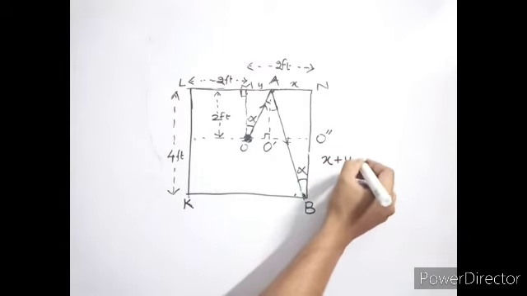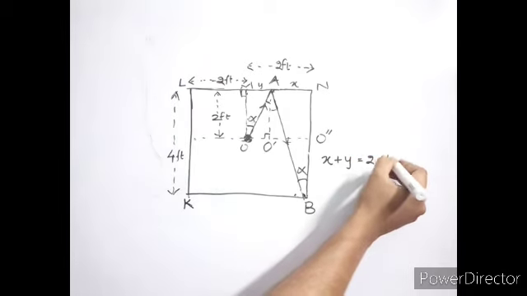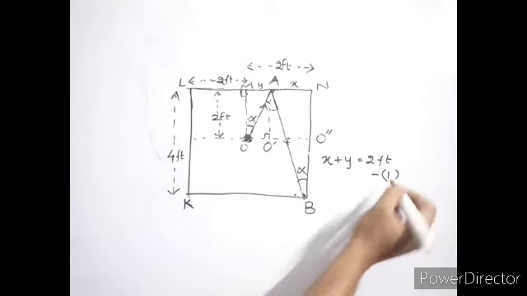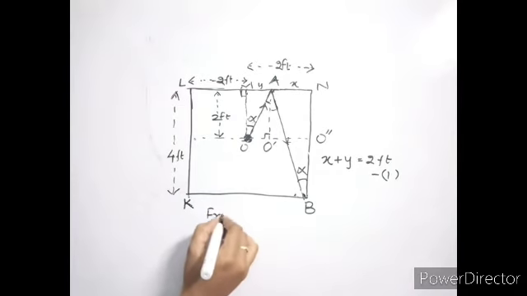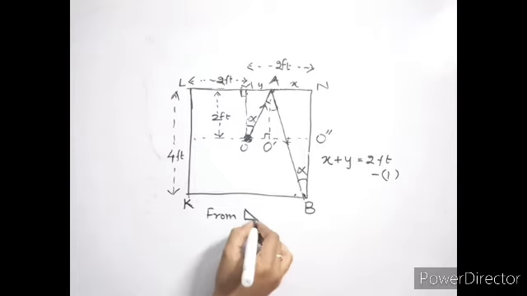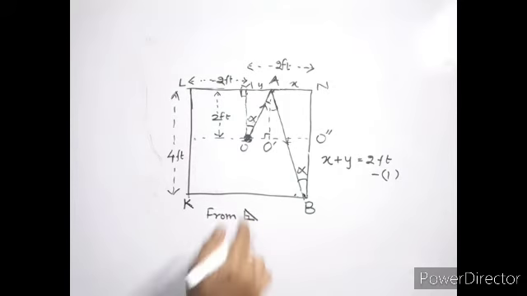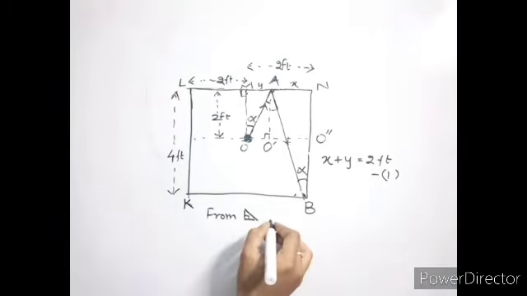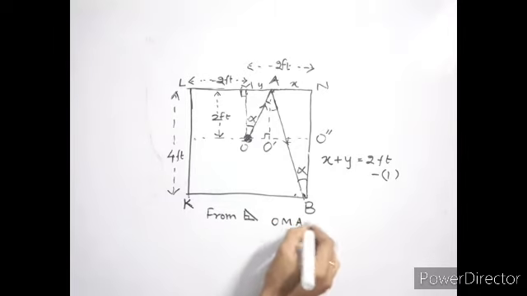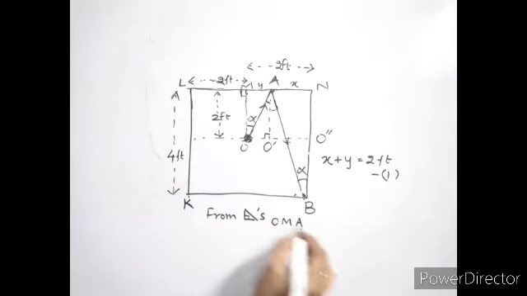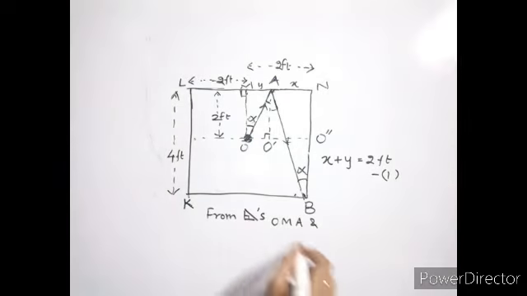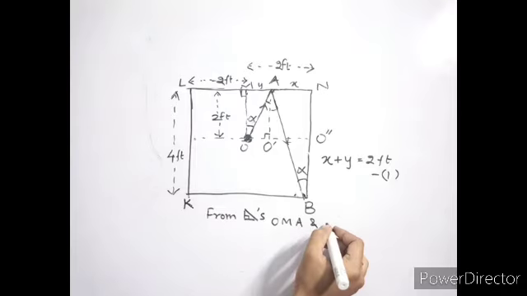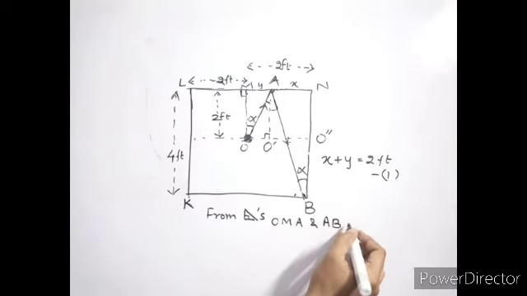So we can rewrite what we had obtained. We take it as equation 1, that is x plus y is equal to 2 feet. Now from the triangles, they are right angled triangles. The first one is OMA, and we have an alpha over there, and the other triangle, the bigger or longer one, I should say, is ABN.